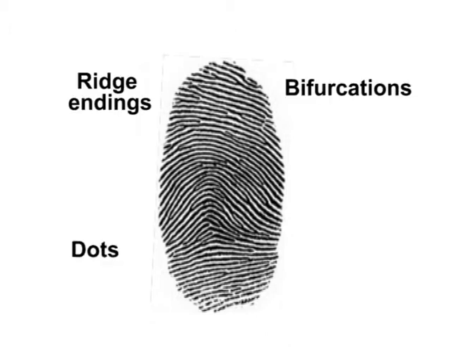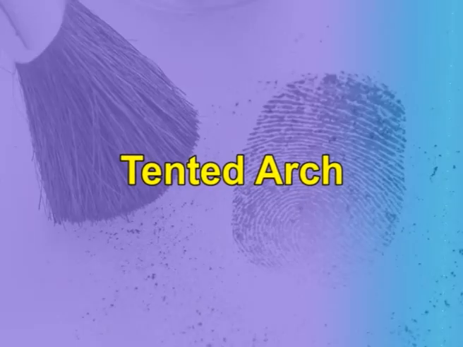There may be numerous ridge formations such as ridge endings, bifurcations, dots and islands in this type of pattern, but they all tend to follow the general ridge contour. That is, they may enter on one side and make a rise or a wave in the center and flow, or tend to flow, out on the other side. Next one is tented arch.